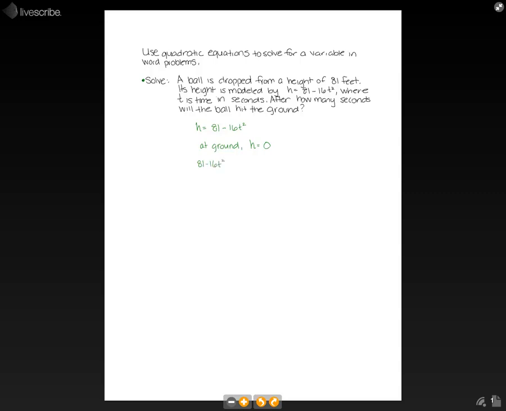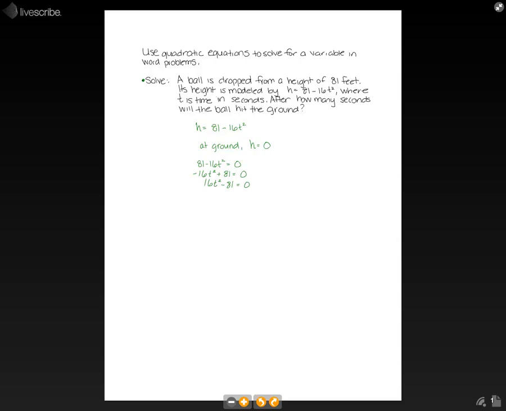We can rewrite this in a more standard form, putting the largest exponent first by first rearranging the order, giving us negative 16t squared plus 81 equals 0. And then by multiplying through by negative 1, giving us 16t squared minus 81 equals 0.